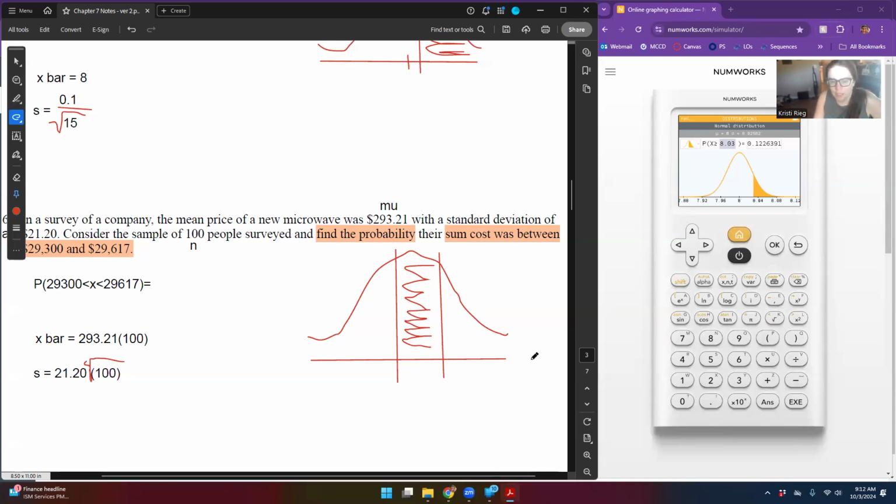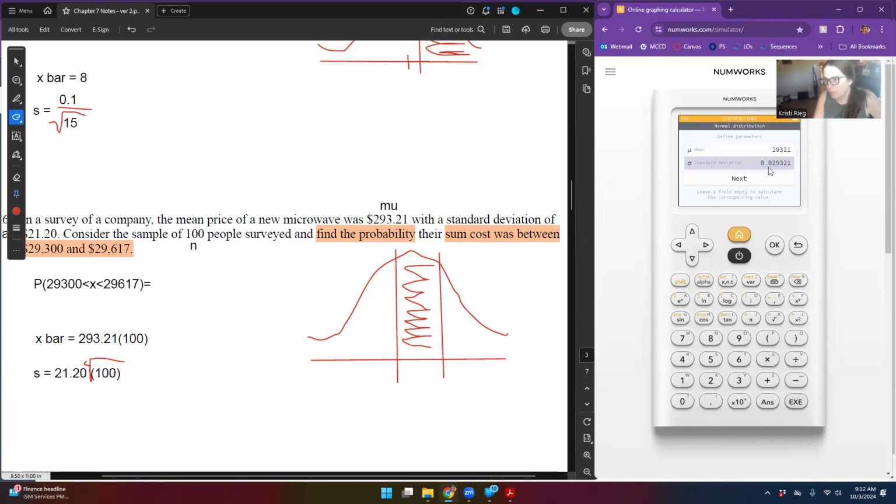Okay, back to our calculator. Mu is now 293.21 times 100. When I hit enter, it multiplied it for me. Perfect. 21.20 times the square root of 100. All right, it worked out to a nice whole number because the square root of 100 is 10. It doesn't matter if it's a decimal, a whole number, whatever.